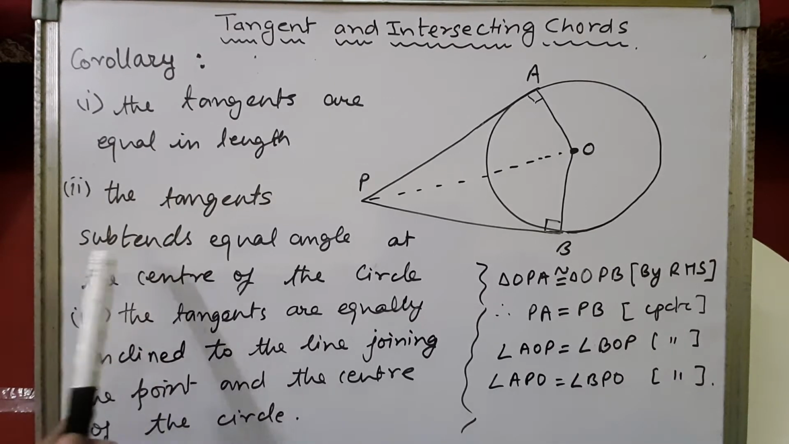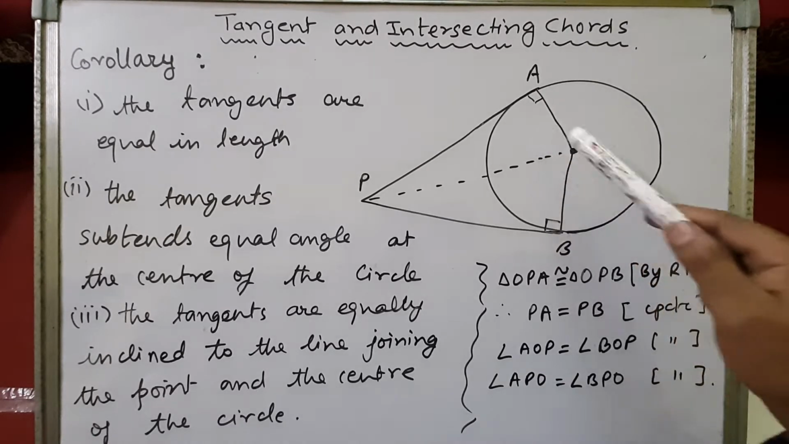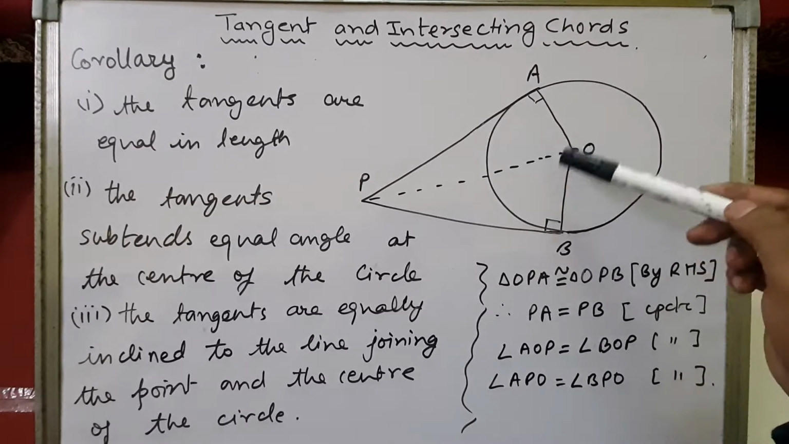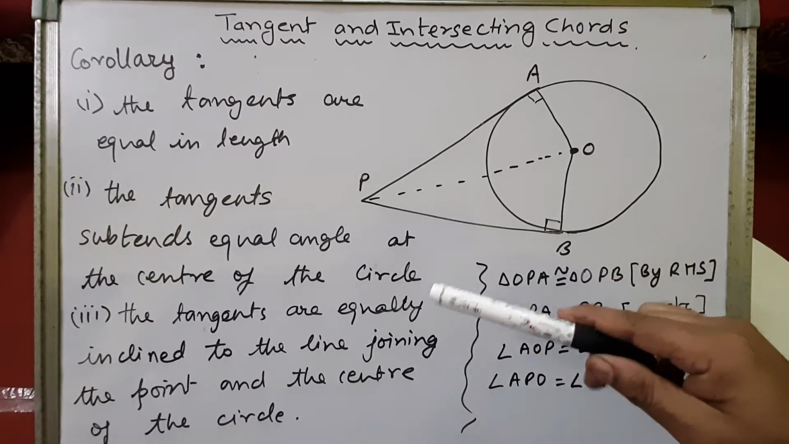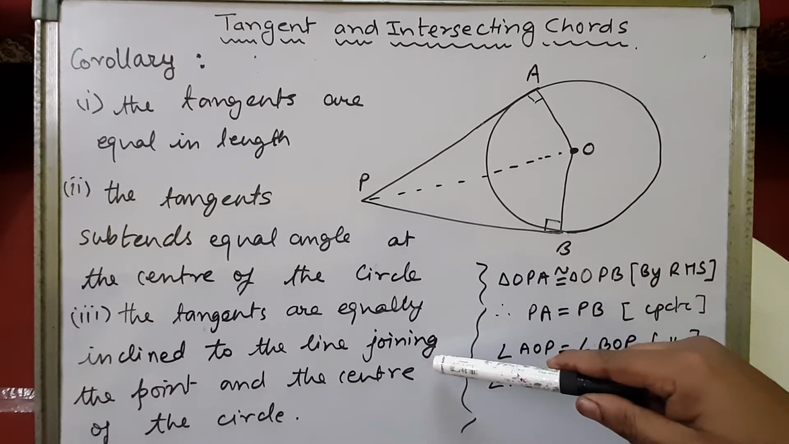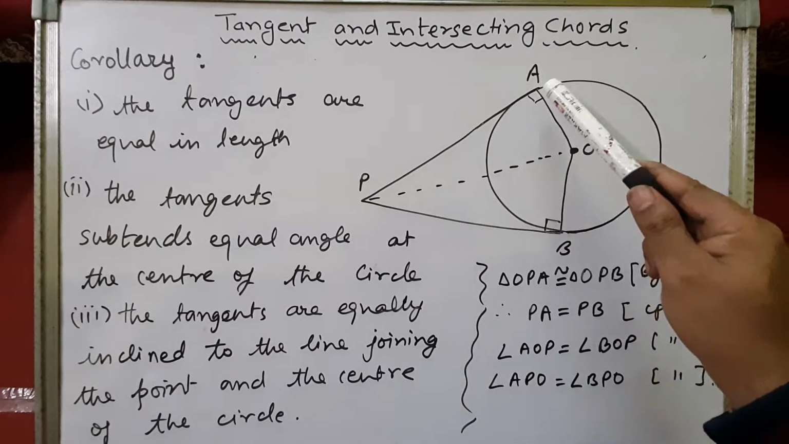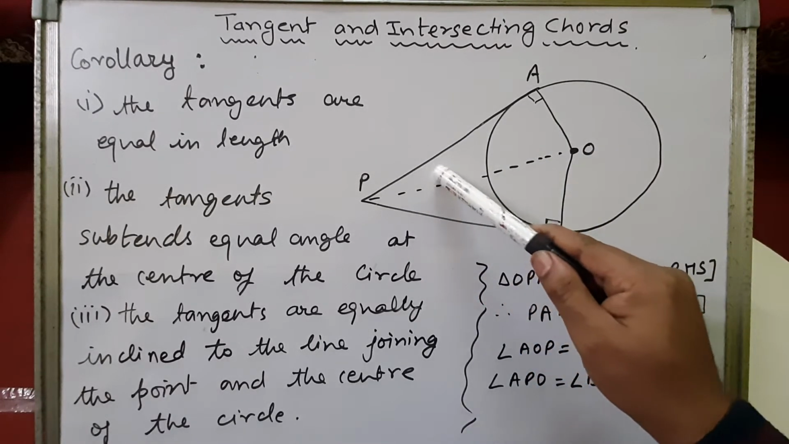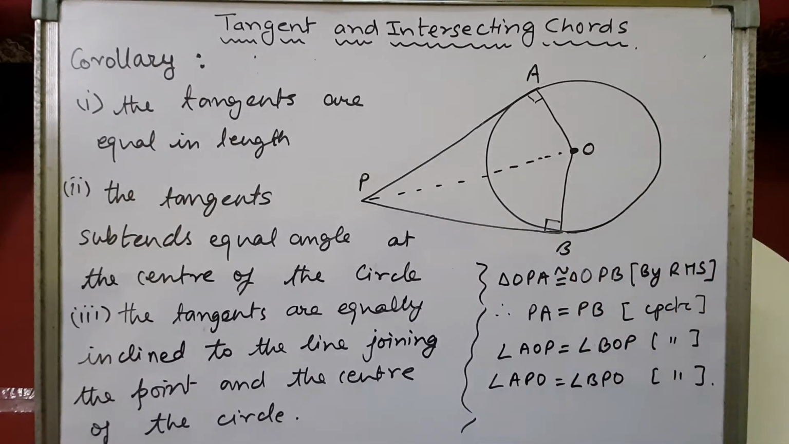Second, tangents subtend equal angle at the center of the circle. That means angle AOP and angle BOP will be same. Angle subtended by the tangents at the center will be same, because tangents are equal, so they'll subtend equal angle. Next is the tangents are equally inclined to the line joining the point and the center of the circle. That means this is a tangent and this is a line joining the center of the circle to the point. So angle APO and angle BPO will be same.